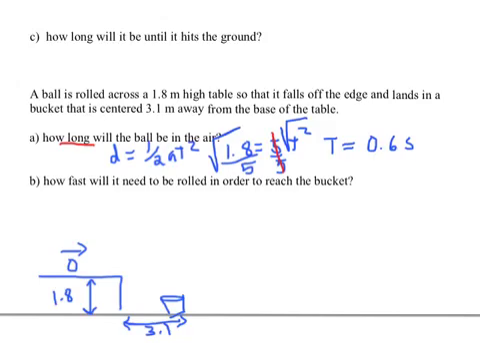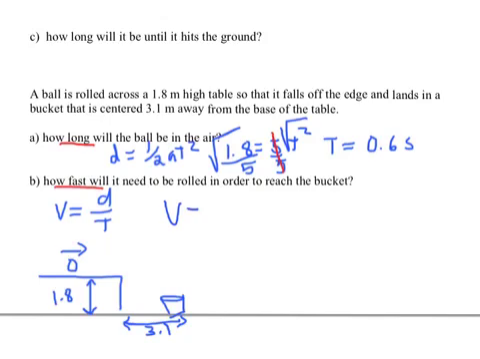Now the next question is, how fast will it need to be rolled? Now that is a horizontal velocity. It's rolling horizontally, and remember, for horizontal motion, I use this equation: V equals D over T. I have to use that because there's no acceleration in the horizontal direction. So horizontal motion does not have acceleration. We're going to assume there's no friction. So we just want to know how fast I have to go this way in order to fall here in 0.6 seconds. So I'm solving for V.